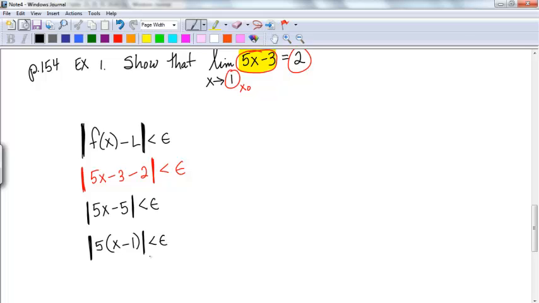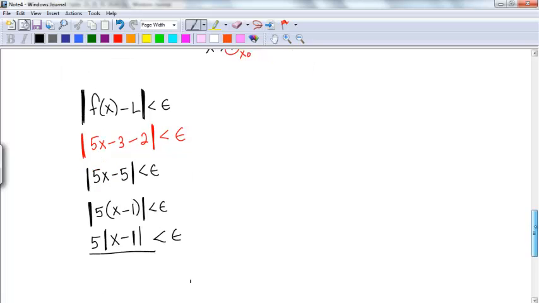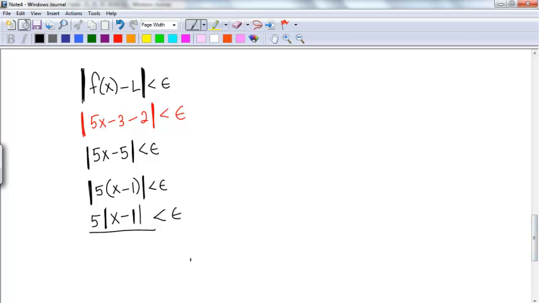Now, what's the absolute value of 5? The absolute value of 5 is 5, so I can take that outside. We still have the absolute value of x minus 1 is less than epsilon. And now get that x minus 1 by itself. Maybe I better show that in 2 steps.